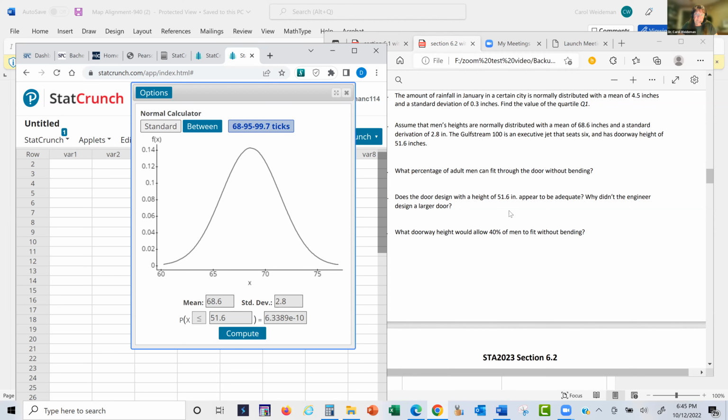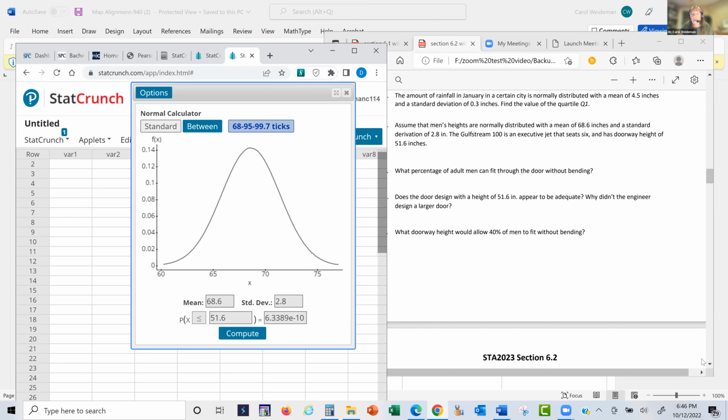So is this a good design? No, it's not. Why didn't they make a bigger door? So why didn't the engineers make the door higher for the plane? Anybody know? What do you think? Why are they making it so even women are going to have to stoop? How come everybody has to bend to get onto that plane? Anybody know? What do you think? Anybody? Anybody ever been on one of those little tiny jets? They're really, really tiny. There's no more room. That's why. They just can't. There's limitations on the size of the jet.